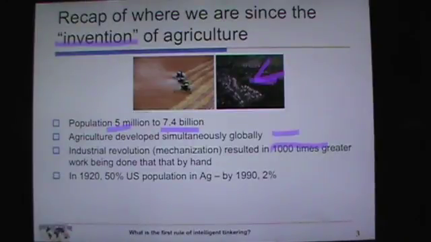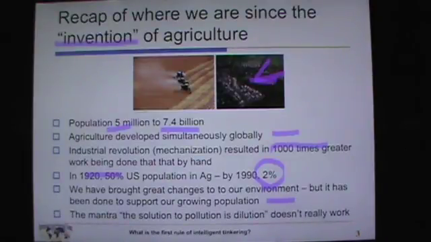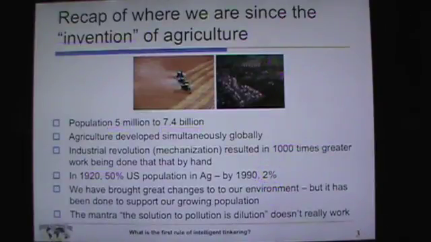In 1920, a while back, 50% of the U.S. population was in agriculture. 70 years later, that number had dropped down to 2%. That's a big drop. We have brought great changes to our environment, but it has been done to support our very much growing population. Just think how much the population of the world has grown since 1920. So, the solution to pollution is dilution probably worked pretty well in 1920, but it doesn't really work all that well today. And we'll delve more into that in a future lecture.